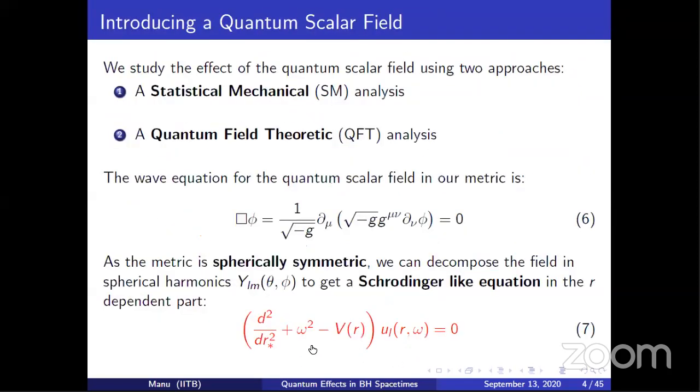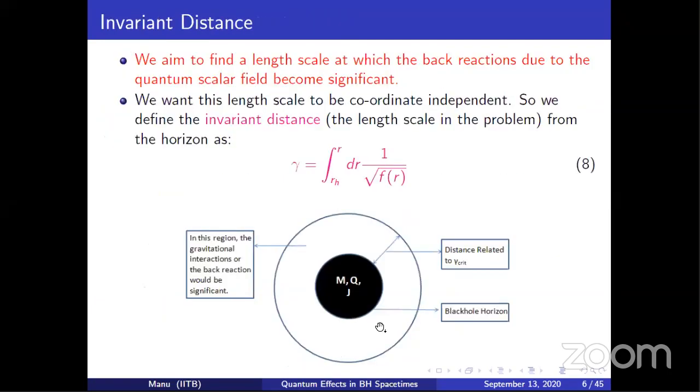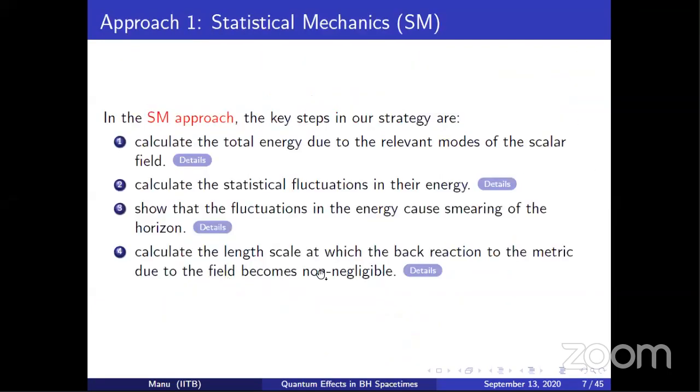equation 7. So what happens is the wave equation changes a little, because if this was the wave equation initially without any fluctuations, then there will be a wave equation with fluctuation. And we see what is the difference between these two wave equations. If that difference is large, then we say that the back reaction is strong. If the difference is weak, we say that the back reaction is weak. So we set that difference to be large to get this length scale in our statistical mechanics approach. So we calculate the length scale in this way in our statistical mechanics approach.